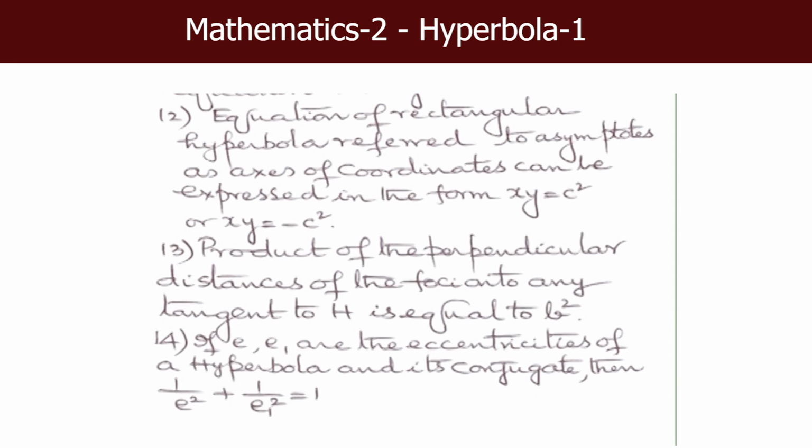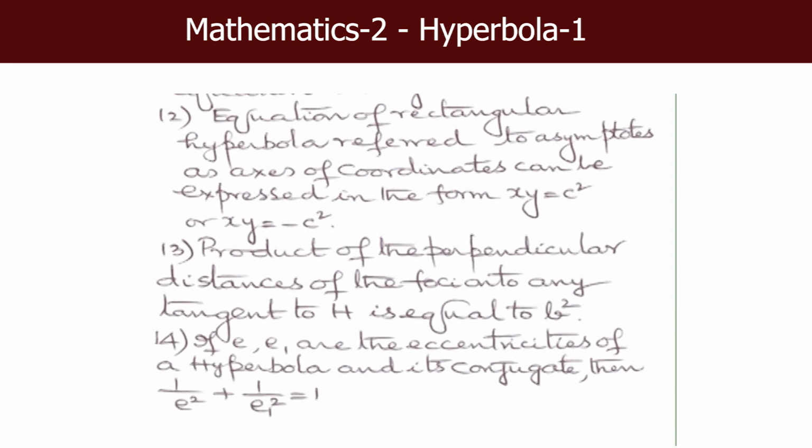Then, the product of the perpendicular distances of the foci onto any tangent drawn to the hyperbola is also the same as b square, like in the case of ellipse. Finally, if e is the eccentricity of a hyperbola and e1 is the eccentricity of its conjugate, then these two are connected by the relation 1 by e square plus 1 by e1 square equal to 1. Now, all these things I think you find in the intermediate text, nothing special, but only as a matter of revision, we prefer to discuss these things before we take up the practice.